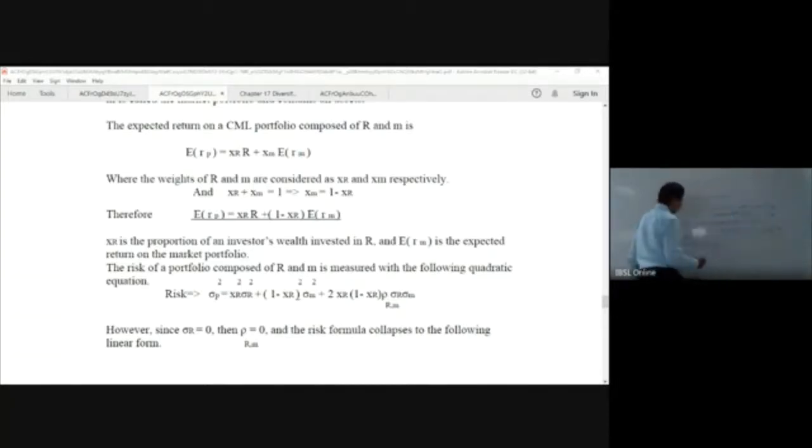So then you can say now our next calculation. Calculation of CML portfolio risk.